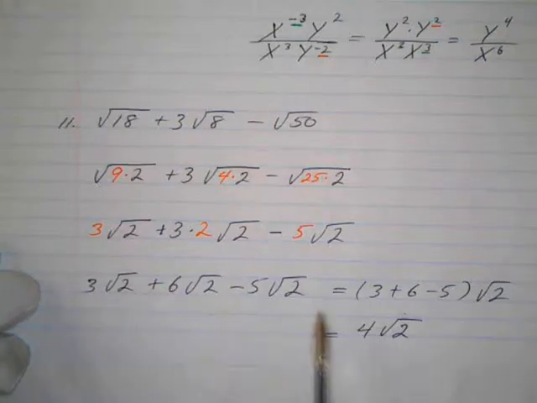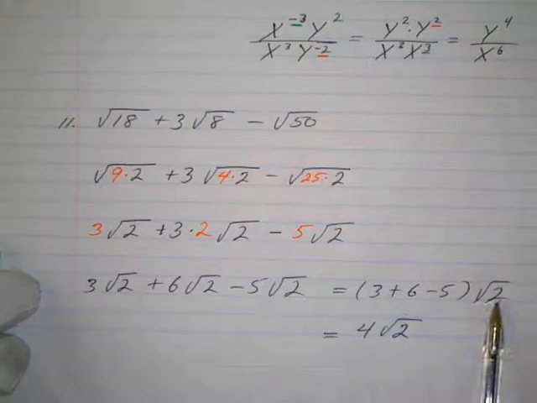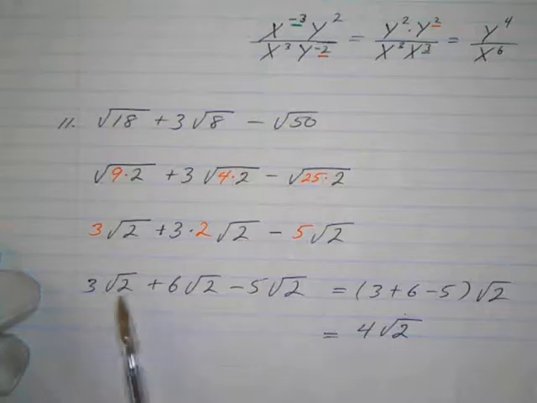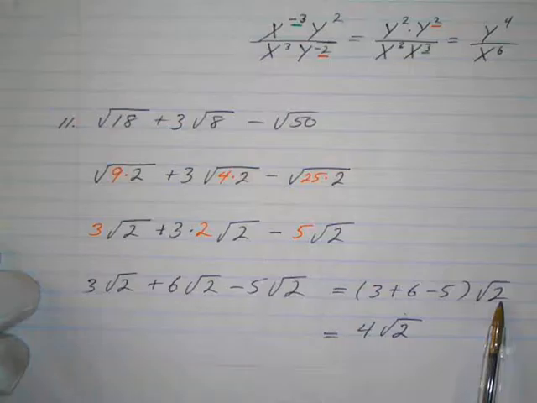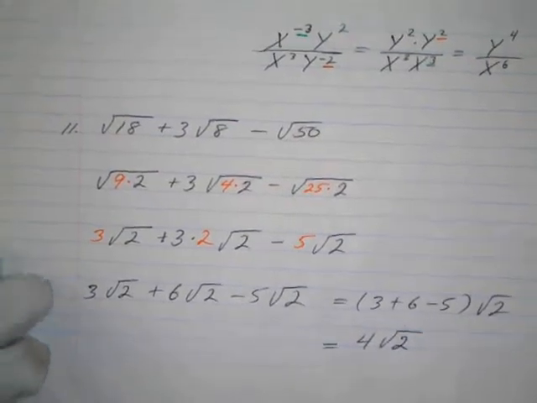Or you could think of just factoring out the square root of 2, or using the distributive property, going backwards. Pardon me, I'm just working it backwards. Take the square root out. So it's the distributive property. We're just distributing the square root out. And we have left 3 plus 6 minus 5, and that's still again 4. Okay? Those are a couple ways to think about that. Hopefully that helps.